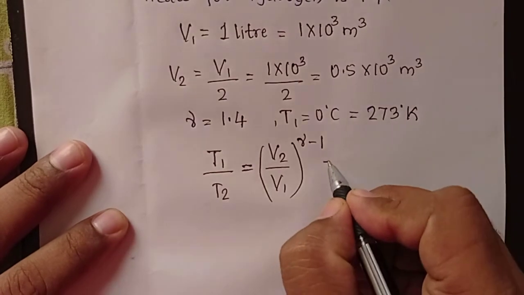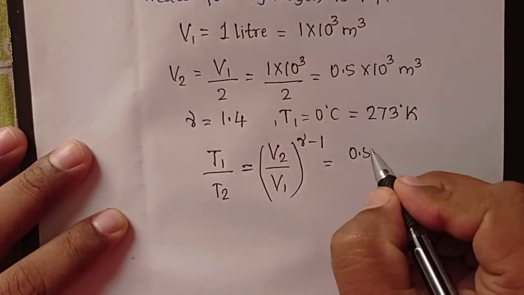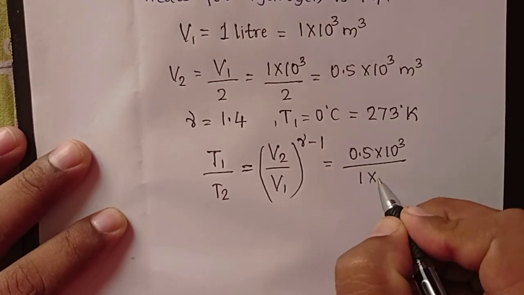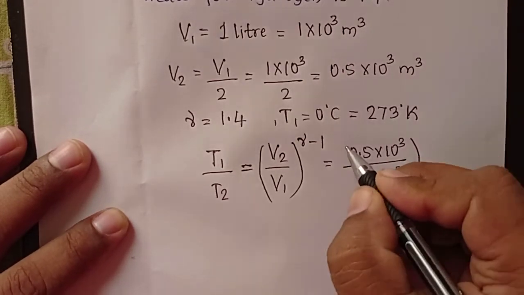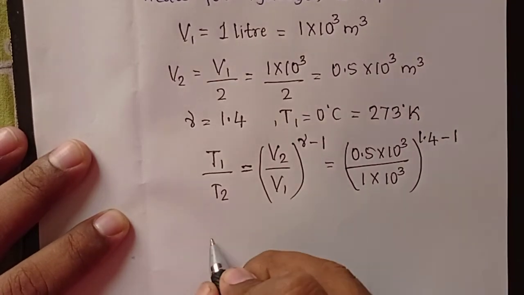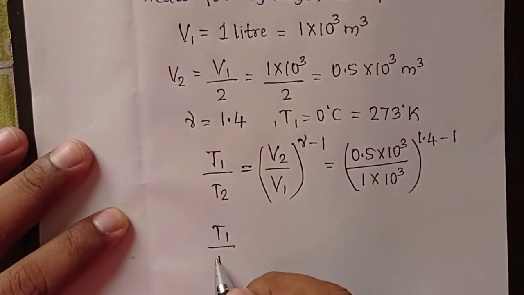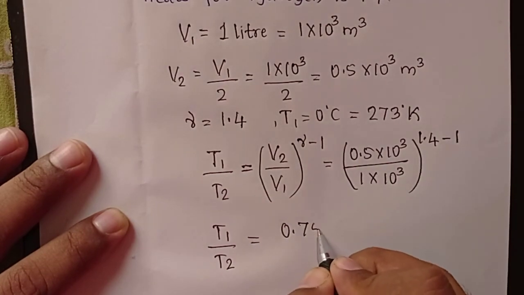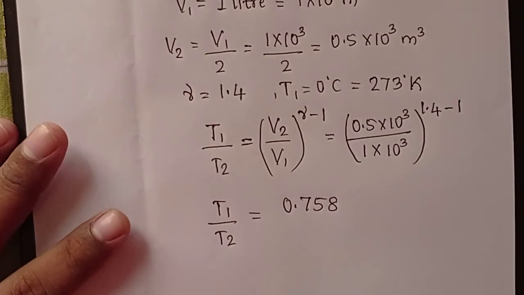So substitute the values, you will get 0.5 into 10 to the power 3 divided by 1 into 10 to the power 3 whole raised to 1.4 minus 1. So calculate T1 by T2. So T1 by T2 will be equal to 0.758. So you want the value of T2.